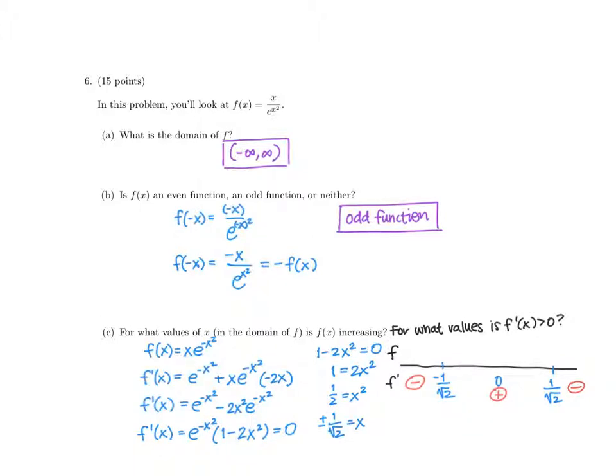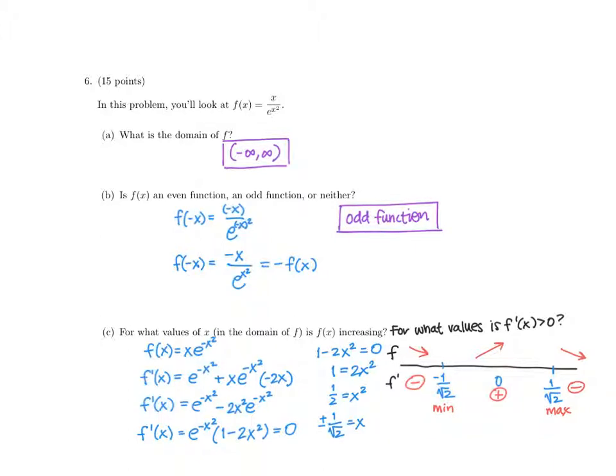This means that it's decreasing from negative infinity up to negative 1 over root 2. Then it's increasing between negative 1 over root 2 to positive 1 over root 2, and then it's decreasing again. So it is really important to note here that we have a min at negative 1 over root 2, and we have a max at positive 1 over root 2, and that is typical of odd functions.